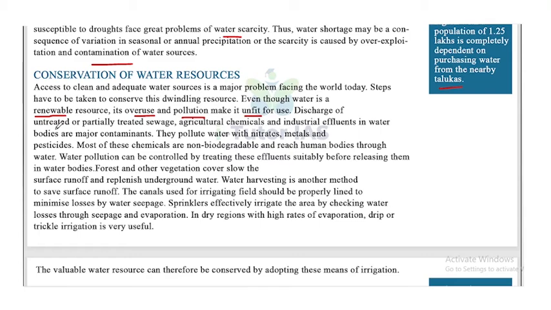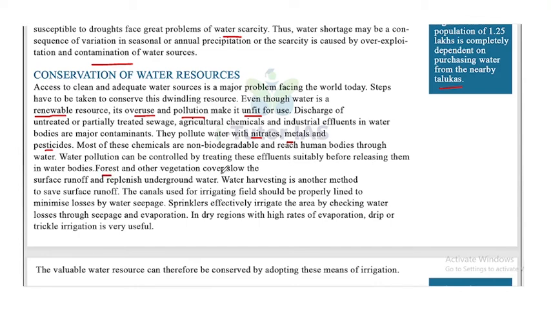Discharge of untreated or partially treated sewage, agriculture chemicals and industrial effluents in water bodies are major contaminants. They pollute water with nitrates, metals and pesticides. Most of these chemicals are non-biodegradable and reach human bodies through water. Water pollution can be controlled by treating these effluents suitably before releasing them in water bodies.